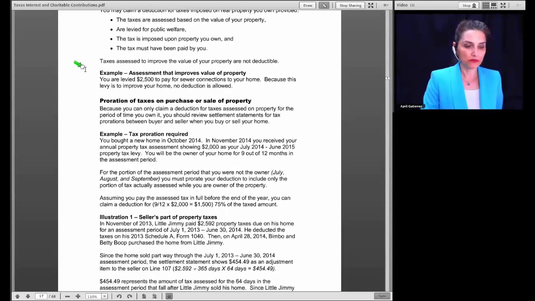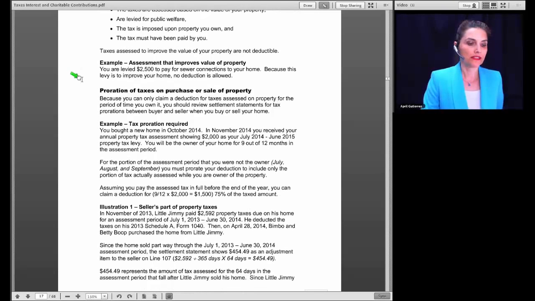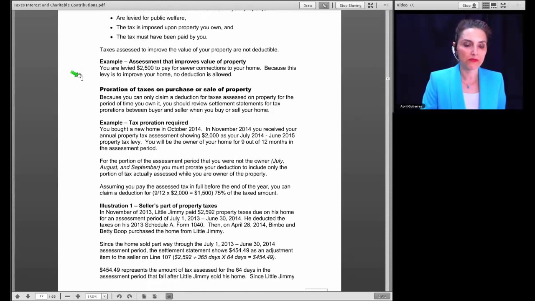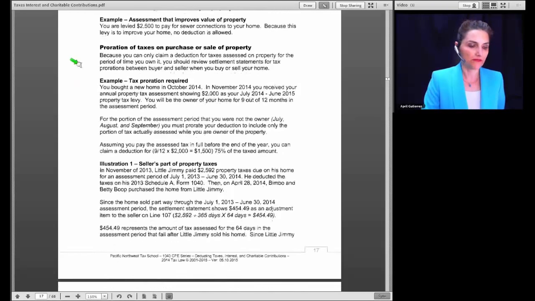Taxes assessed to improve the value of your property are not deductible. For example, there is an assessment that improves the value of your property. You are levied $2,500 to pay for sewer connections at your home. Because this levy is to improve the home, no deduction will be allowed.